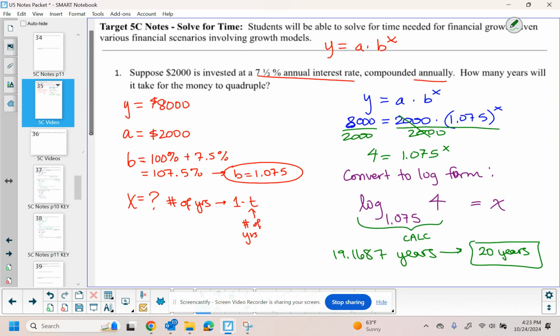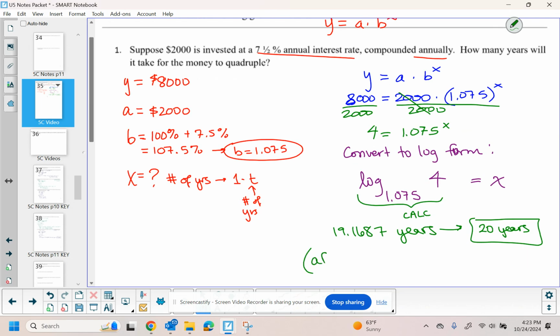Because after 19 years, it will be less than the 8,000. And it's only being calculated once a year. So it's either 19 or 20. At 19 years, it's still less than 8,000. So it's going to take 20 years for that to happen.